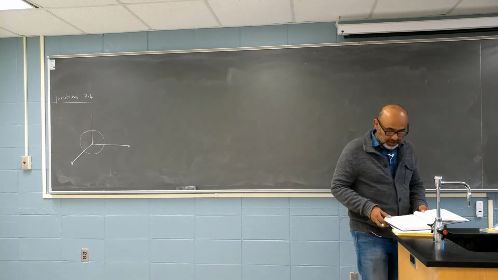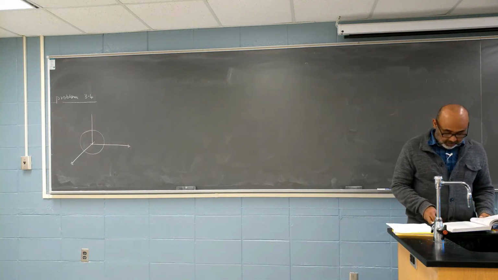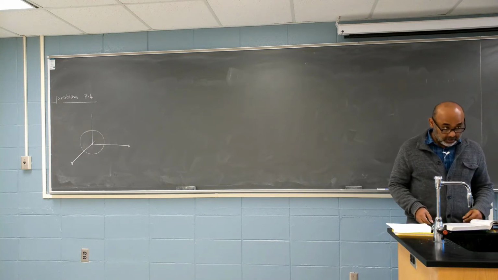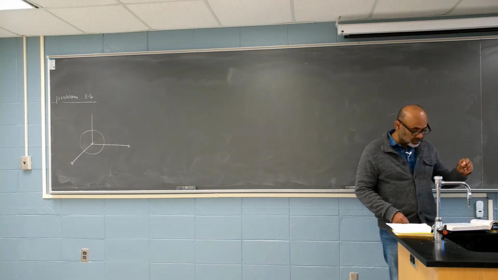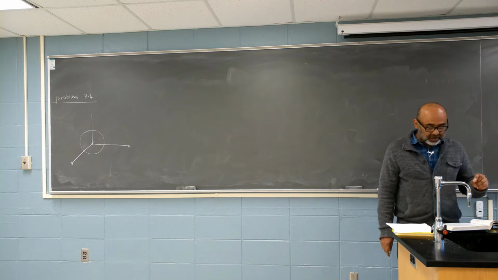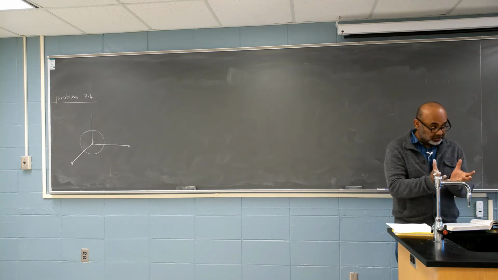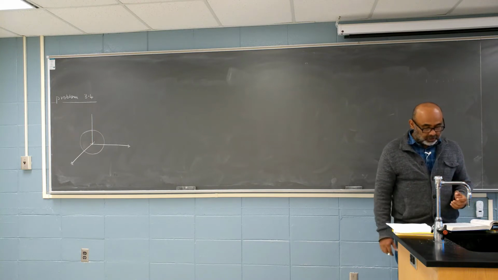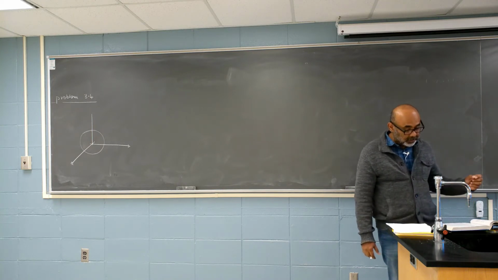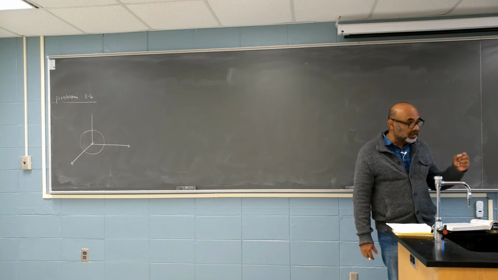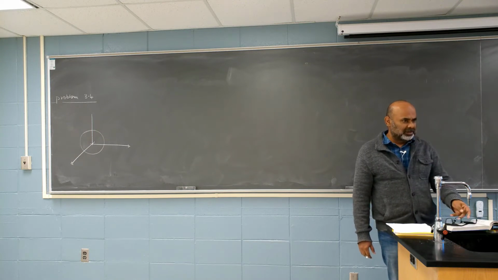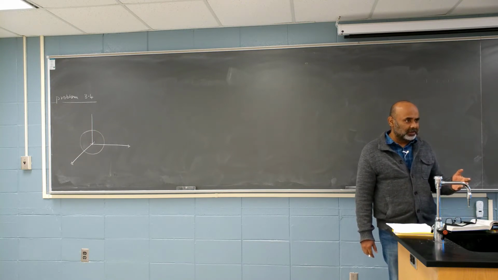So let me read the actual language of the problem. It says, and make sure as I read it, it makes sense to you. Show that the average electric field over a spherical surface due to charges outside the sphere is the same as the field at the center. Seems like a confusing statement, right?